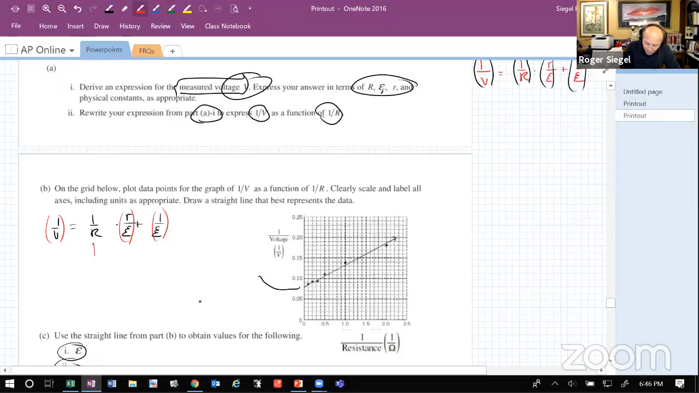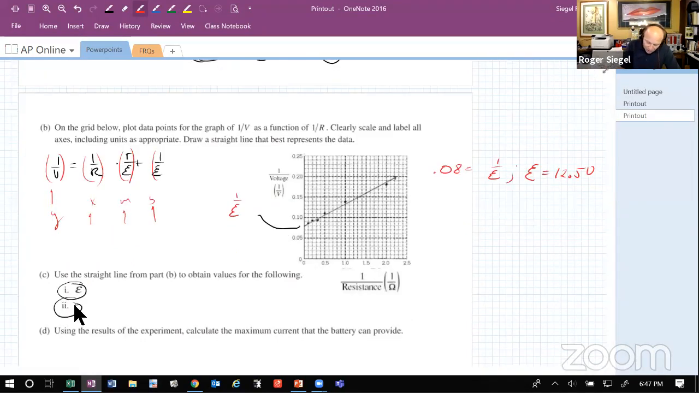All right, I'm sorry, over here. I'm pointing to the wrong thing. That is my X, my Y. That's my X. There's my slope, and there's my Y-intercept. And so this is 1 over E, and so that's 0.08 is equal to 1 over E, which means that E is equal to 12.5 volts. And so that gives me my EMF.